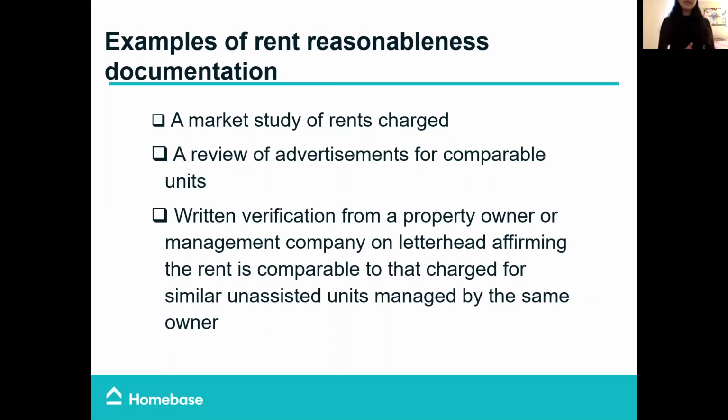You'll want to note that market studies can often focus on very particular housing types, however, and a lot of times market studies do not include utilities, so that's an important consideration to note. Another example of rent reasonableness documentation is a review of advertisements for comparable units. You can print out 3 comparable units with evidence of similar feature offerings. Another example is written verification from a property owner or management company that confirms that rent is comparable to that which they charge for similar unassisted units.